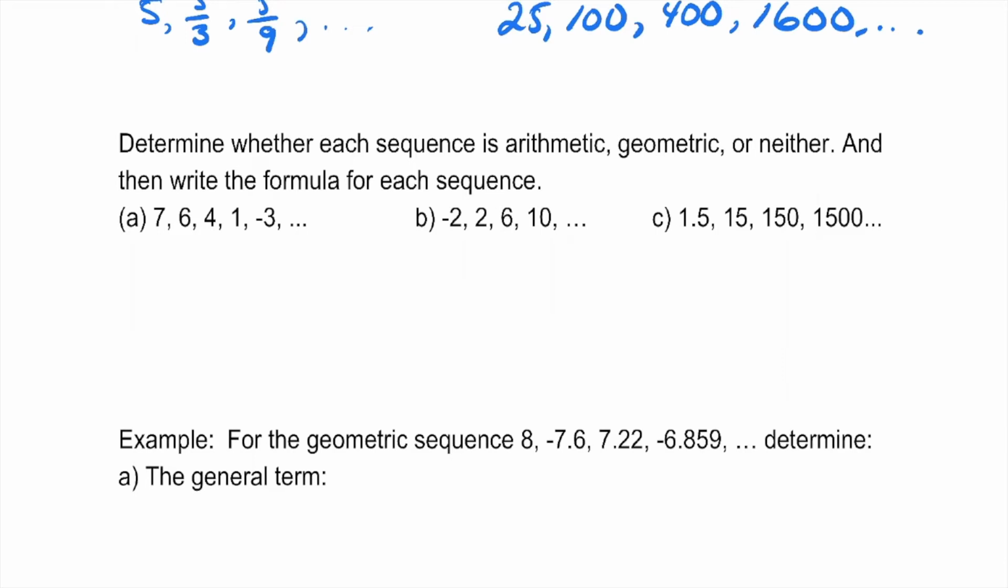So here we're looking at 7 to 6, so that's a common difference of negative 1. 6 to 4 is negative 2, so immediately we could rule out that it's arithmetic. We could divide, so 6 divided by 7 is 6/7. 4 divided by 6 is 2/3. That's not a common ratio, so therefore it's going to be neither.